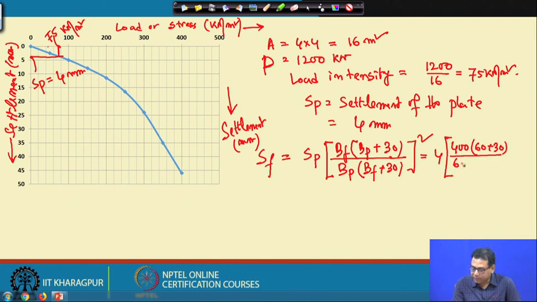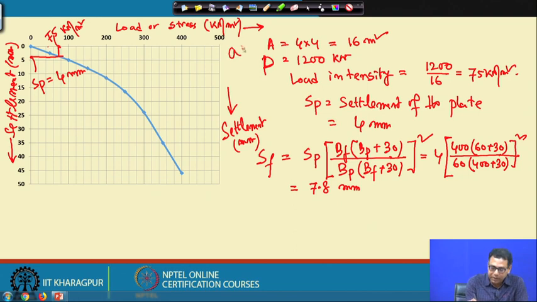So, divided by 60, 400 plus 30. So, this is whole square. So, the settlement of the plate, settlement of the foundation is coming out to be 7.8 millimeter. So, this is the answer for the part A. That means corresponding to 1200 kilonewton, the settlement of the foundation will be 7.8 millimeter.